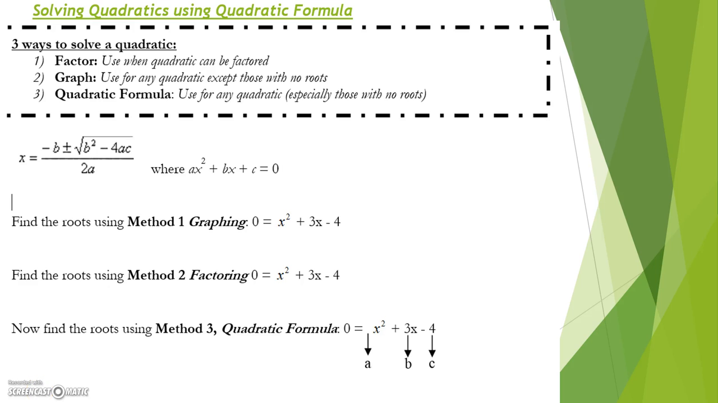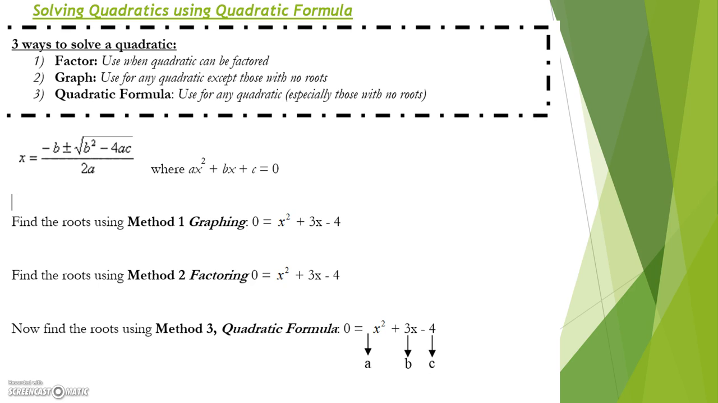Alright, today we're going to learn the third way to solve a quadratic. The first two ways are factoring and graphing. Factoring you can only use when a quadratic can be factored. Graphing you can use for any quadratic except those that have no roots. The quadratic formula you can use for any quadratic, especially those with no roots. But it's kind of time consuming, and that's why it's not usually the first choice, but if you really like it, you could use it for every problem.